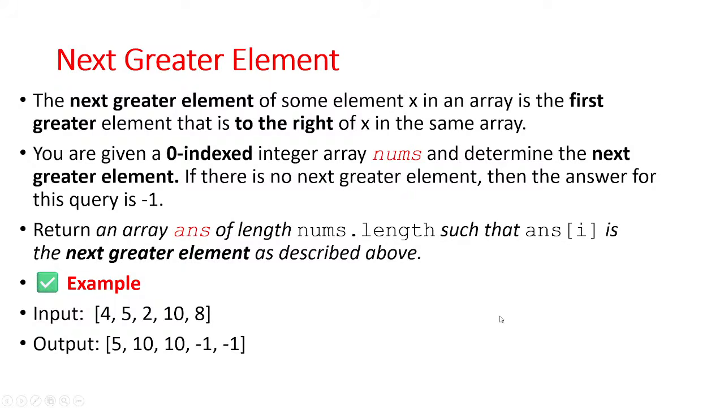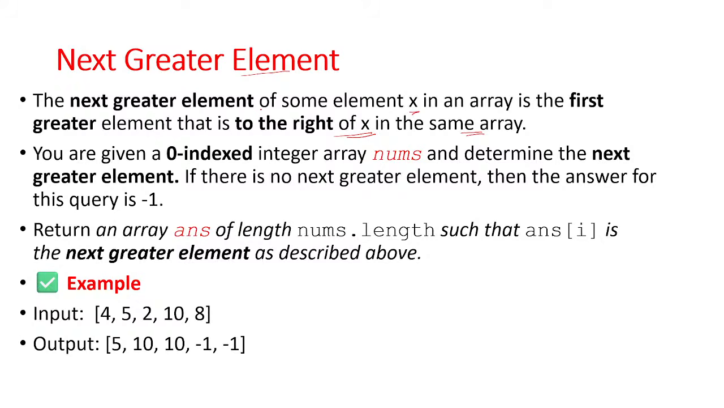So let us work out this problem: Next Greater Element. This is the question given. The next greater element of some element x in an array is the first greater element that is to the right of x in the same array. That is the meaning of a next greater element.